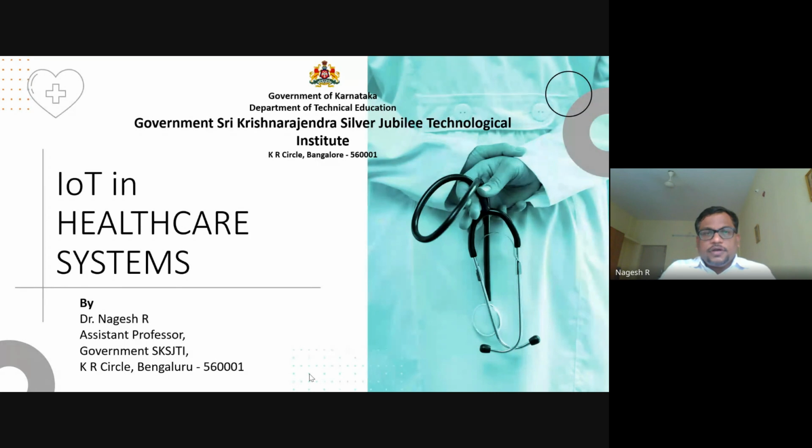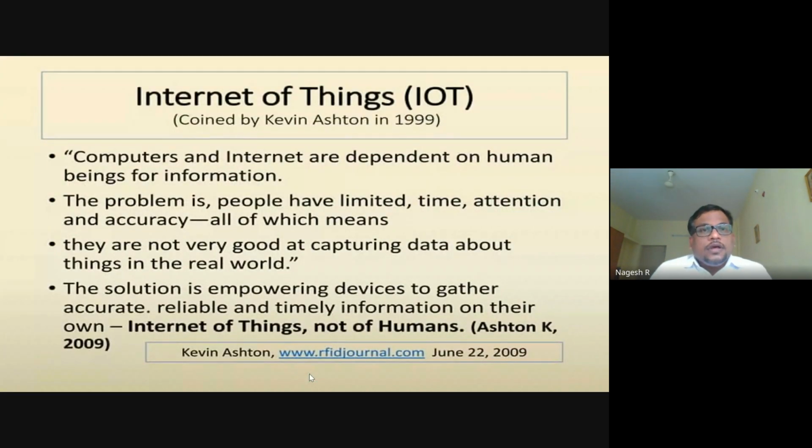My topic today is IoT in healthcare systems. At the outset, I would like to give a brief introduction about what IoT is. Computers and the internet are dependent on human beings for information. The problem is that we have limited time, attention, and accuracy, which means we are not good at capturing data about the real world.